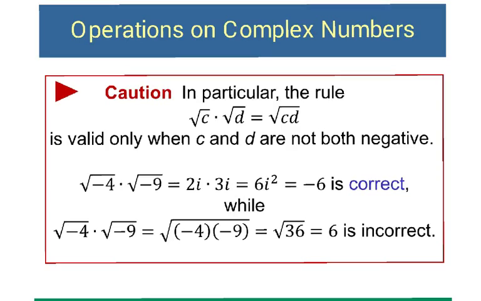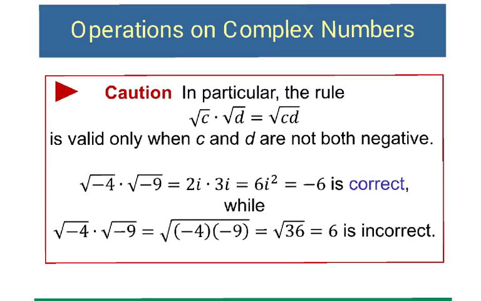Here's what that previous slide was referring to, and what I want y'all to watch out for is we should know this particular rule right here. The square root of c times the square root of d, or the square root of some number times the square root of another number, is equal to the square root of those two numbers multiplied together. But this is only valid when c and d are not both negative.